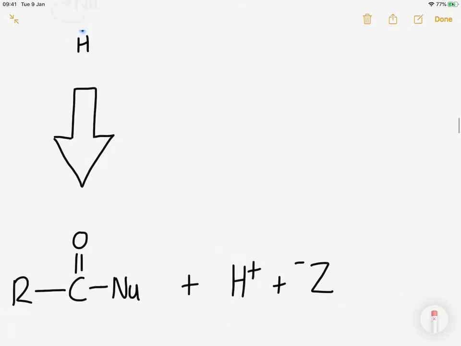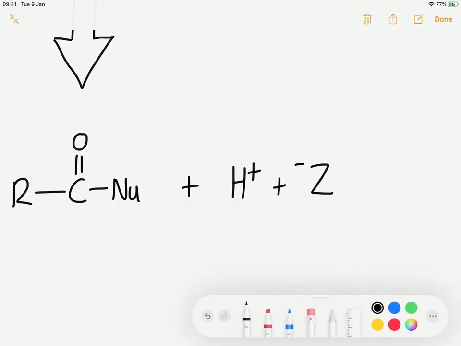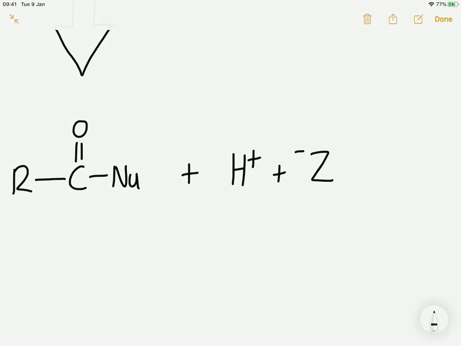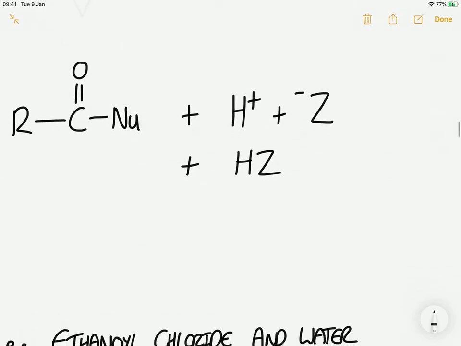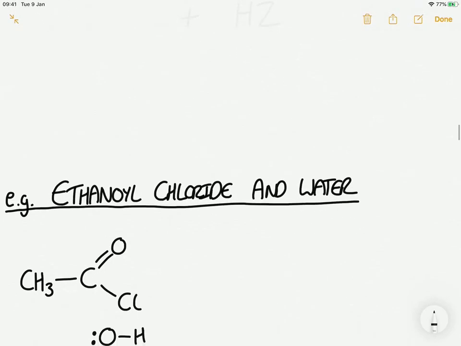Right then. Only other thing to add here is that I've put H plus and Z minus as something separate. In reality, you'd usually show that as a compound, right? Where you're not showing the charges. Hydrogen is attached to Z, whatever that is. Right then, so there's the mechanism, right? Obviously there's a few things that can go wrong there, but it gets more complicated as we go along. And let's have a look at our first example.